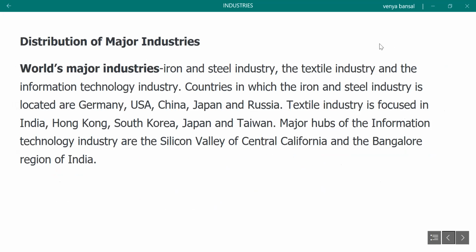Moving on to the next topic, the distribution of major industries. The iron and steel industry, the textile industry, and the information technology industry are the major industries. Countries in which the iron and steel industry is located are Germany, USA, China, Japan, and Russia. The textile industry is focused in India, Hong Kong, South Korea, Japan, and Taiwan, which is basically majorly in Asia. Major hubs of information technology industries are Silicon Valley of Central California and the Bangalore region of India, which is also known as the IT capital of India.